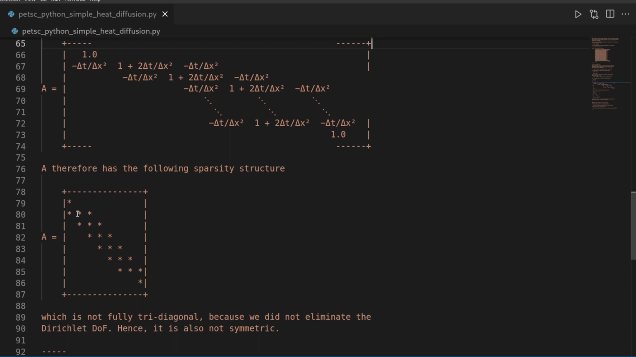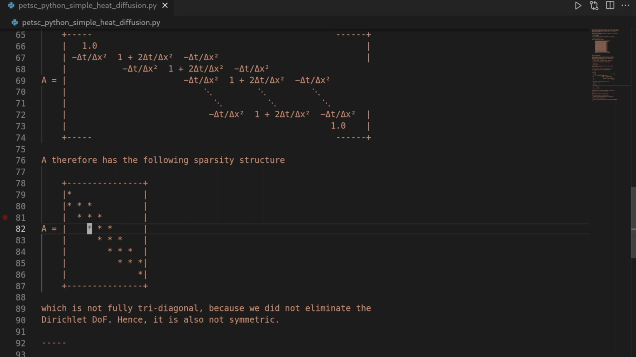What you commonly see is that people eliminate the Dirichlet degrees of freedom, and then you will get a matrix that looks like this, which will then be tridiagonal and symmetric. But let's just leave that out for simplicity. That is because PETSc can of course also handle non-symmetric matrices. Then let's start with the implementation.